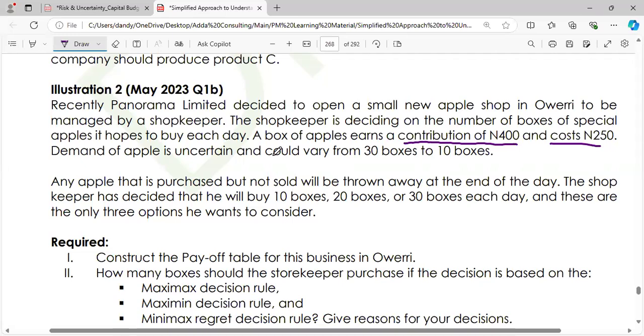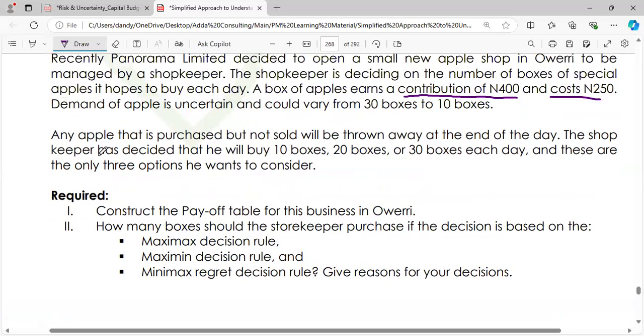Therefore, your decision rule, the alternative courses of action available, is to buy 10, 20, or 30 boxes. So that will be represented horizontally. The state of nature is where you have the demand. You are now told that the shopkeeper has decided that he will buy, and these are the only options available. We have talked about that.